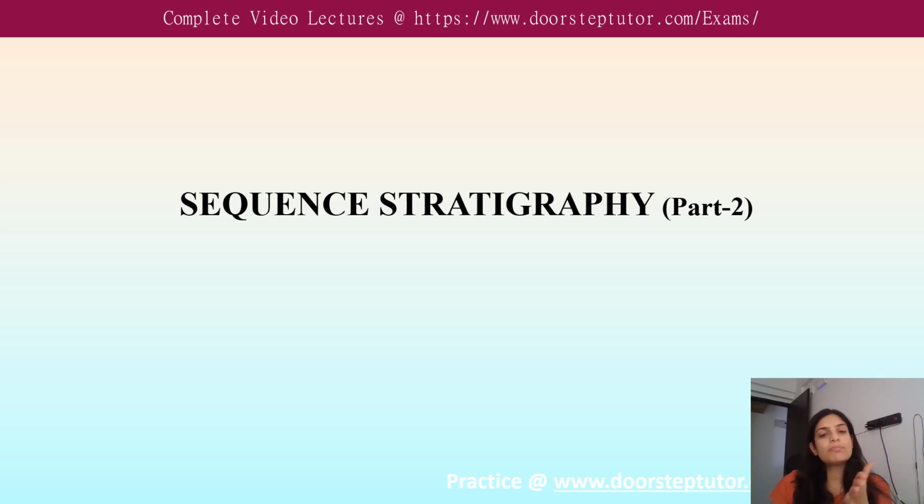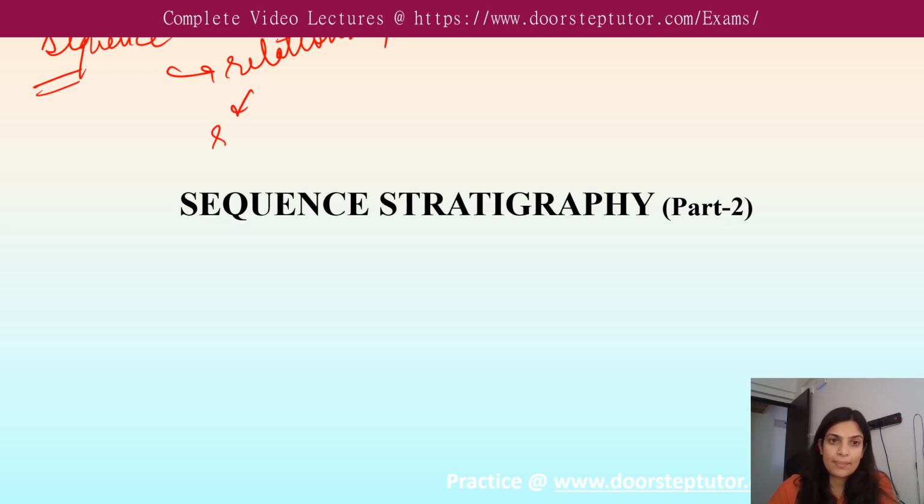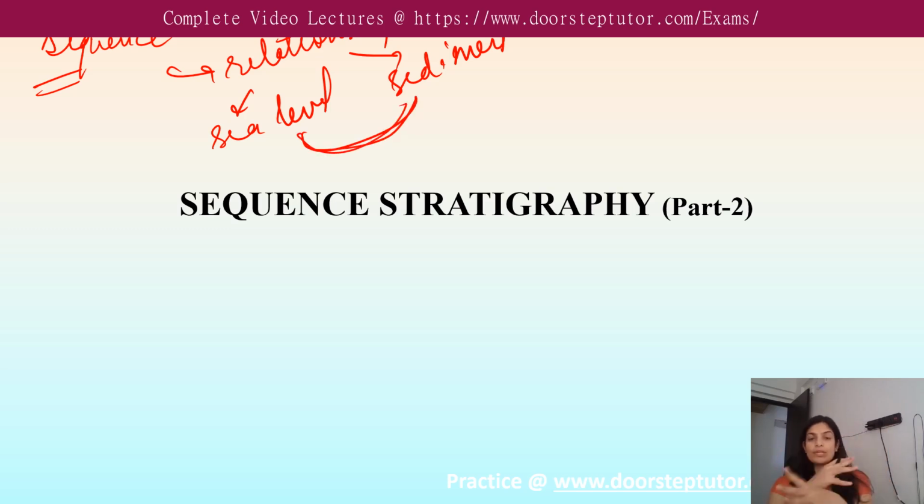So today we are doing part 2 of sequence stratigraphy. Initially we started with learning about the definition of sequence stratigraphy, what it is, what relationship it tells about. So it tells about the relationship between sea level and sedimentation, right? Or you can say the sediment change. So when you develop a correlation between both of these variables or parameters or factors, it is known as sequence stratigraphy.